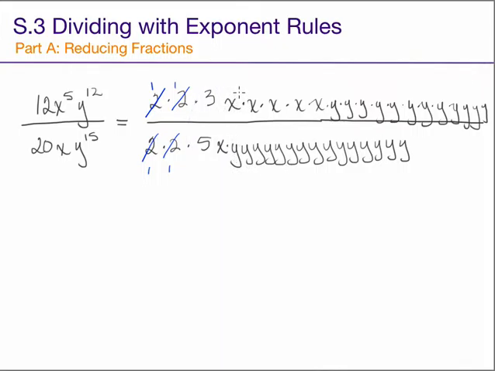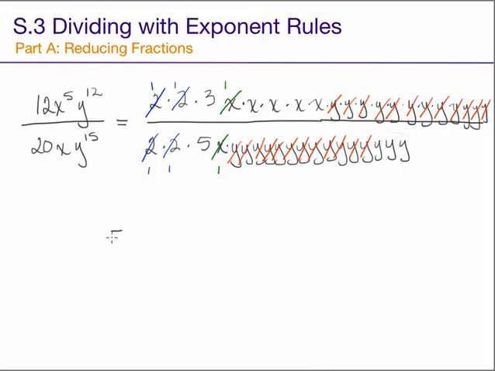I can cancel this x and this x, but that was the only one I had down there. Nothing else I can cancel any x's with. I'm stuck leaving these ones in my answer. Why? Well, let's see, I've got 12 copies on the top and 15 copies on the bottom. So I'm going to be able to cancel all 12 of the copies on the top with 12 out of the 15 copies in the denominator. That's going to leave me with 3 copies. But notice where they are. They're in the denominator.